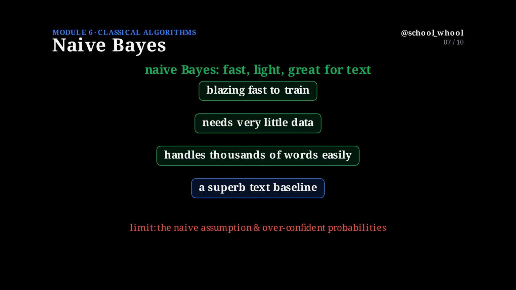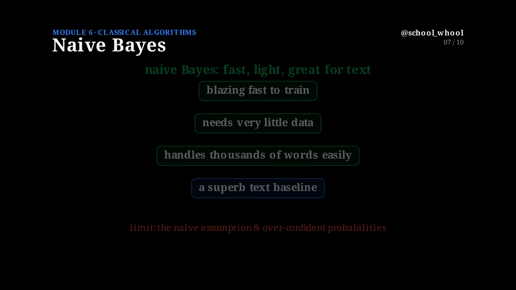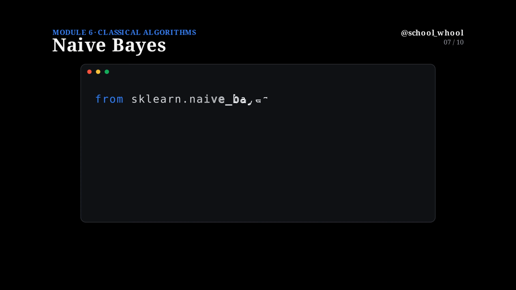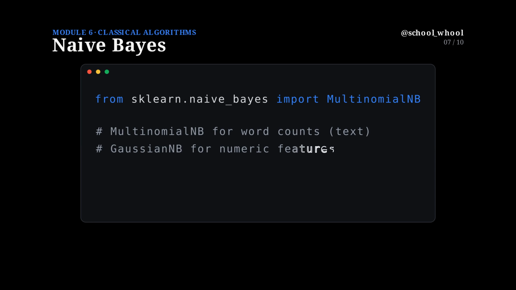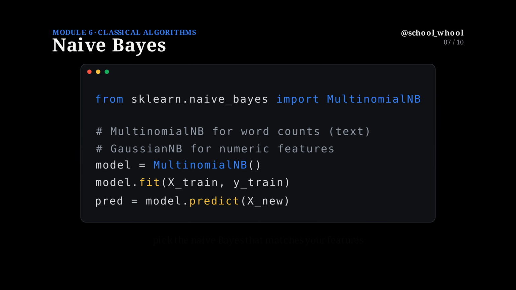In scikit-learn there's a naive Bayes for each kind of feature. Multinomial NB is the classic for word counts, Gaussian NB is for numeric features. The pattern is the same as always. Import, fit, predict.